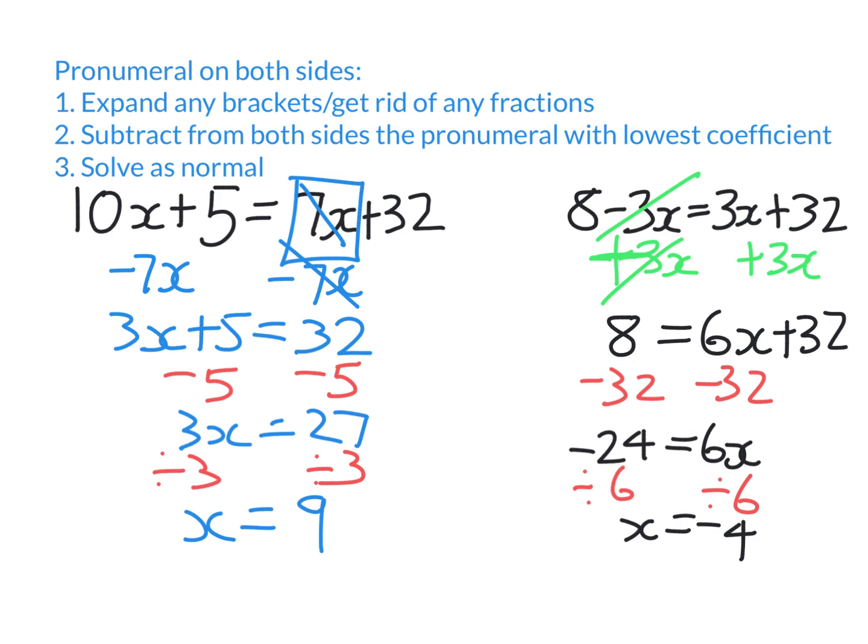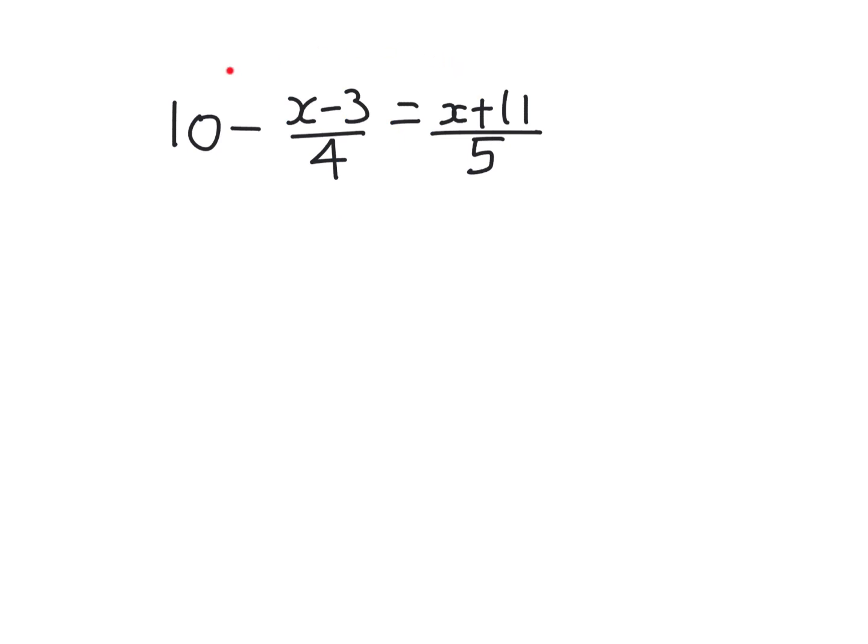All right, let's look now at a harder example of an equation. So we're going to solve this equation here that has pronumerals on both sides. So this time I do need to do step 1. I need to get rid of any fractions or brackets. The way you get rid of a fraction is by timesing. So the way I'm going to get rid of this fraction is by timesing each side by 4. What you do to one side, you must do to the other.